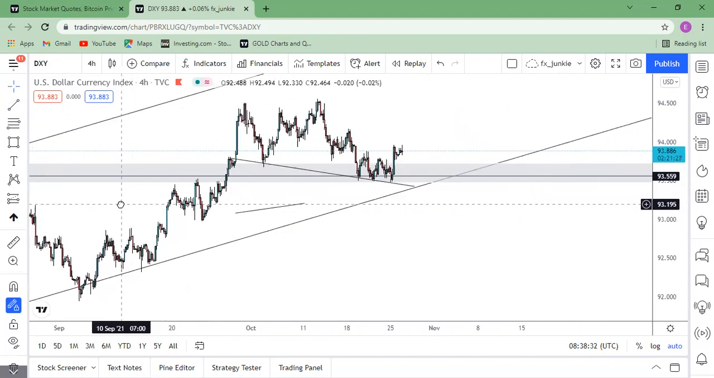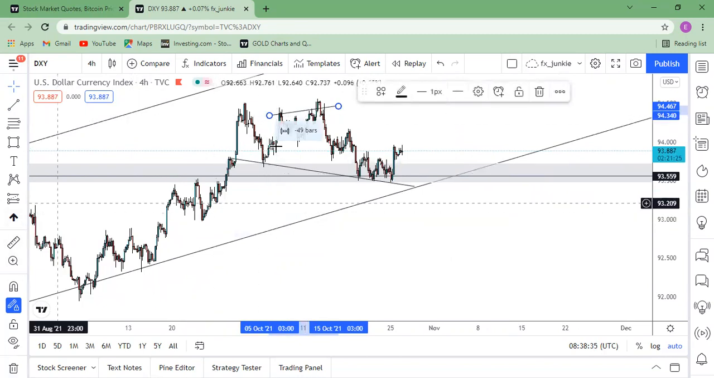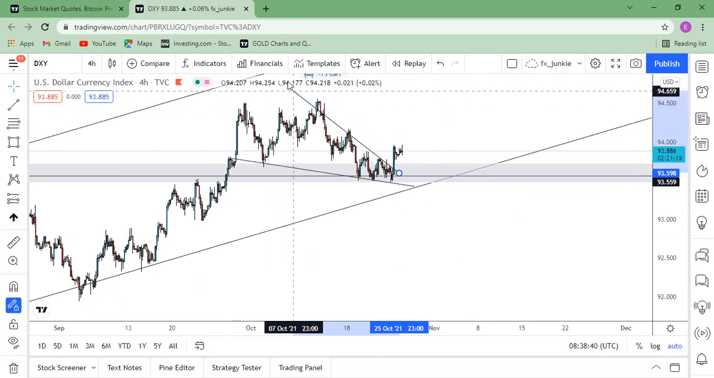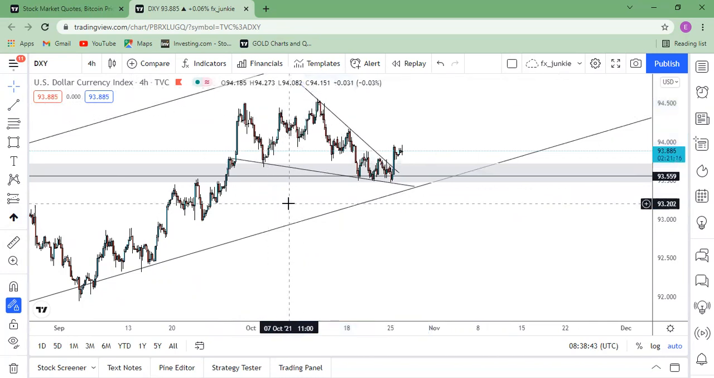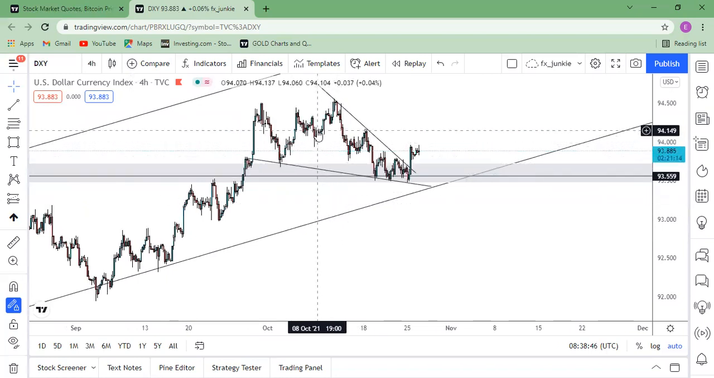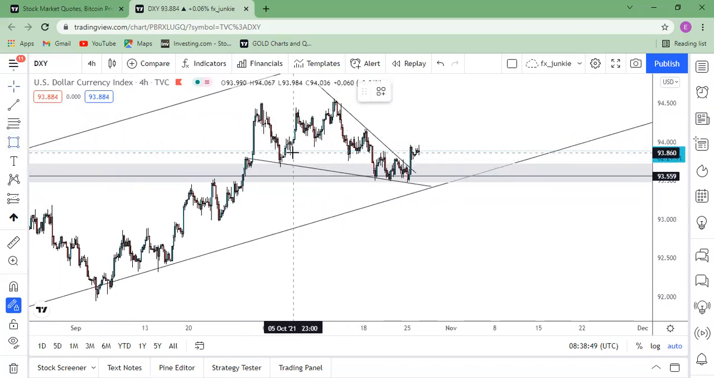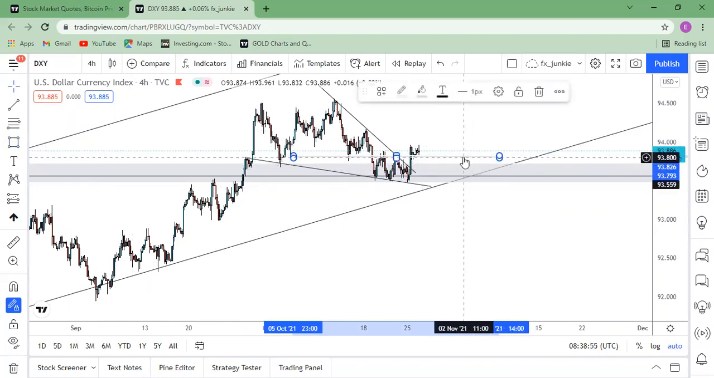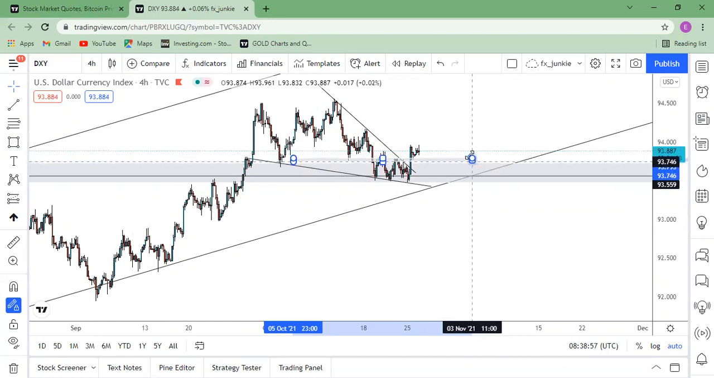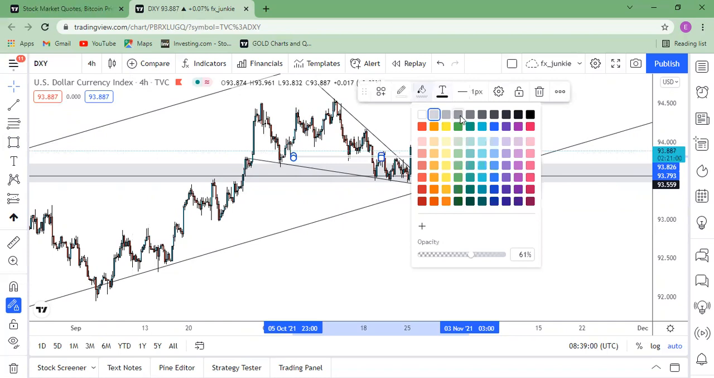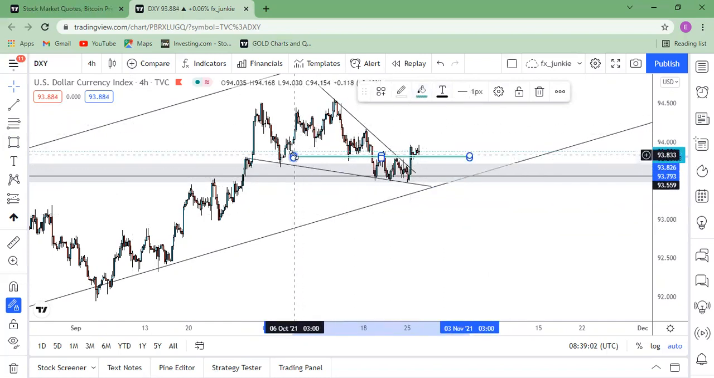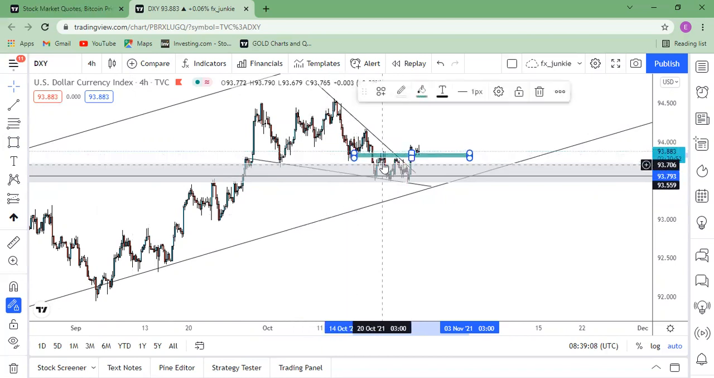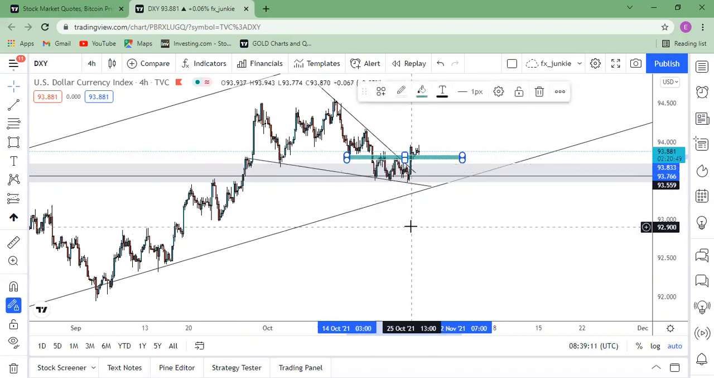Broke out of a falling wedge. If I look at it properly, it looks like a falling wedge. So we're actually in a falling wedge. We broke out of the falling wedge, and we are currently at a very important level once again. So I'm gonna change this color to green. Right here.